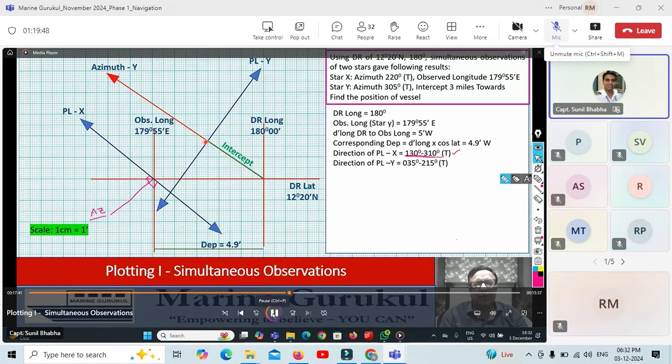Since both the PLs are for the same time, therefore this is where the fix is. Okay, so we have the second PL now. The intersection point is identified as fix. So let me know your doubts up to here.